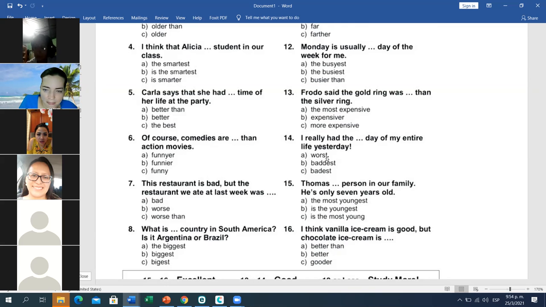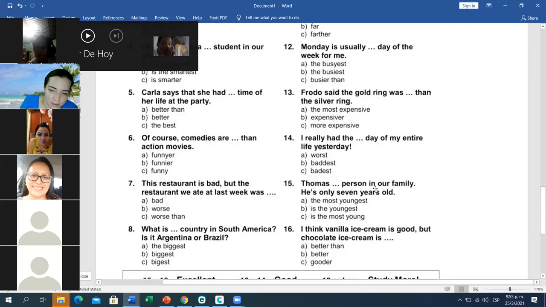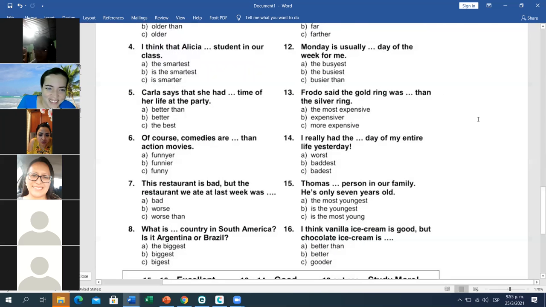Thomas is the youngest person in our family. Why isn't the most youngest? ¿Por qué no sería the most youngest? En sus palabras, dígame. Youngest es una sílaba. There you go. You got it. You got it. Yes. Okay. Comparativo es de alguien con un grupo. Okay. Okay, I got it.